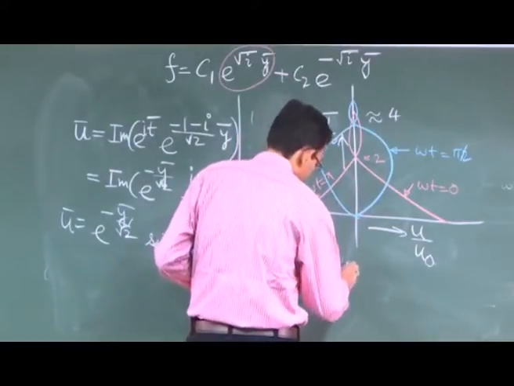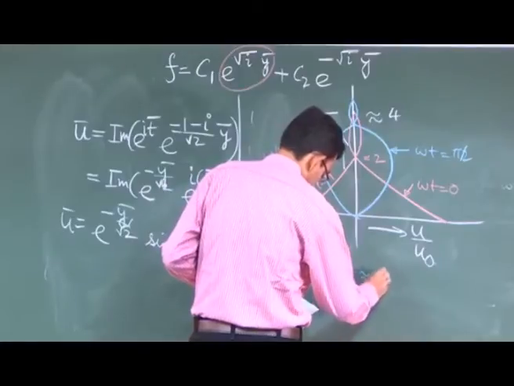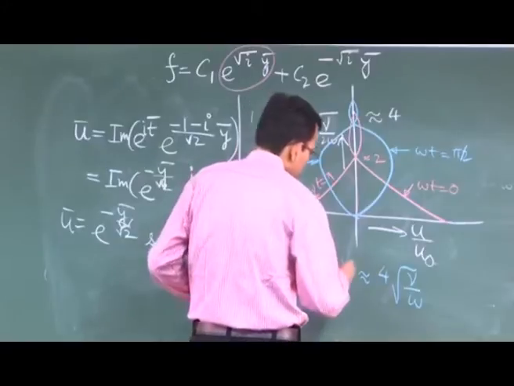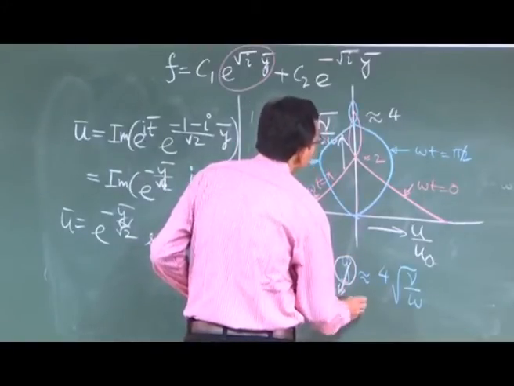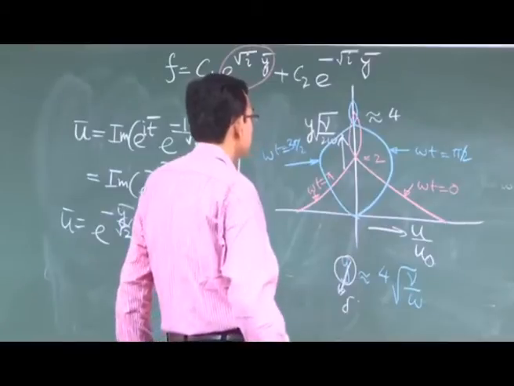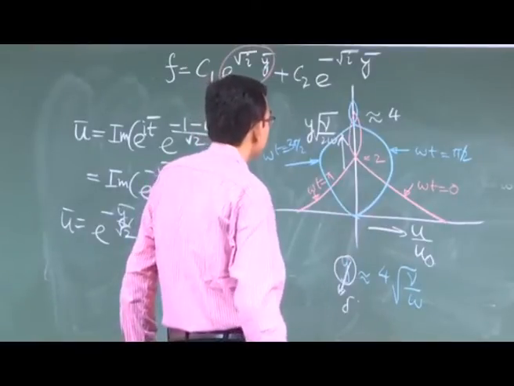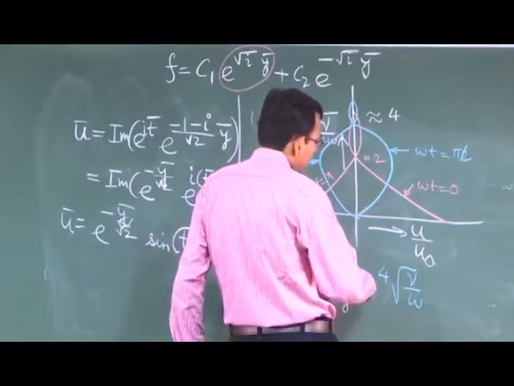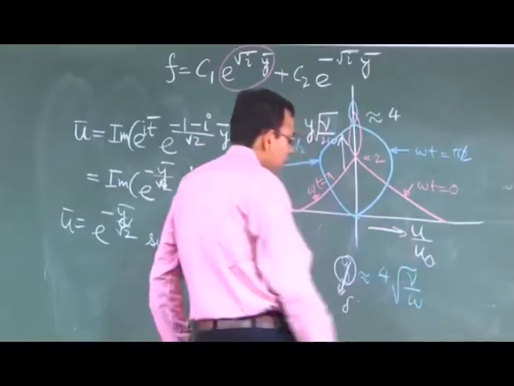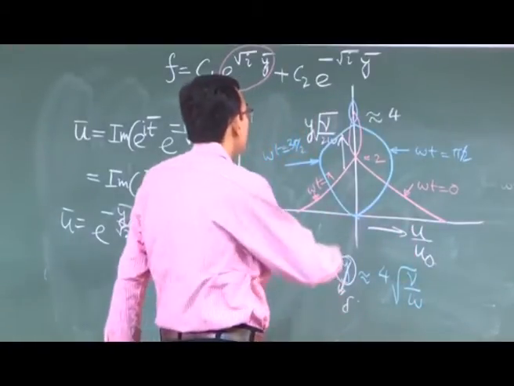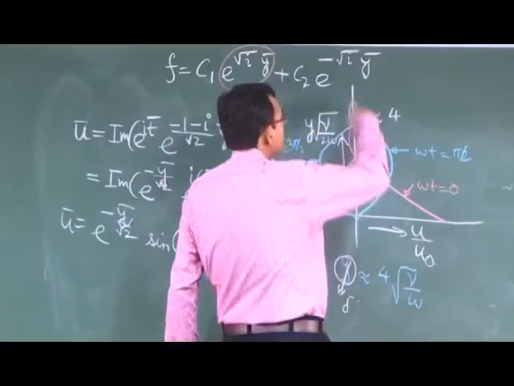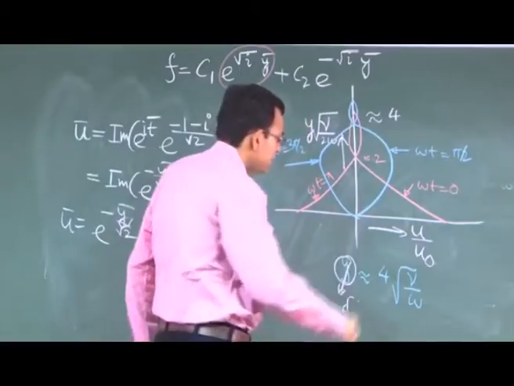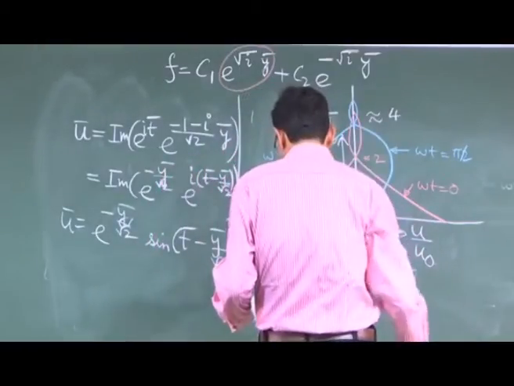this y, so this is your delta. So, roughly at delta is equal to 4 into square root of nu by omega, the value of u becomes almost 0. So, this is the so called Stokes penetration depth. See, this number is not that important, it comes from the graph.